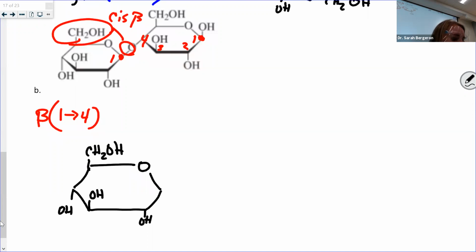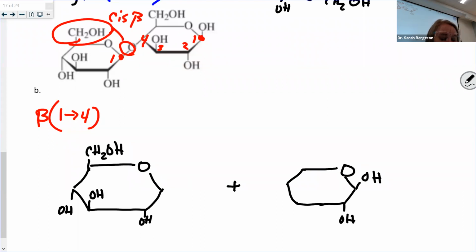Okay, that looks good. And then we had an oxygen over here, but I'll just leave that off for now. Okay, let's draw our other one, plus oxygen. So everything's exactly the same except for the stuff that participated in the glycosidic bond. So now, what are we going to do about that?